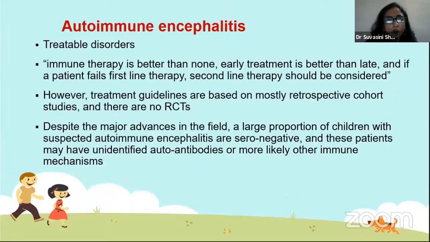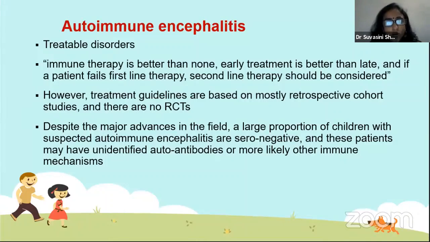So what is really very important to understand is these are treatable disorders. And as is very nicely quoted, immune therapy is better than none. Early treatment is better than late. And if a patient fails the first line therapy, second line therapy should be very promptly and early considered. However, we don't have many trials or any randomized trials, in fact, to help us guide treatment. These are mostly based on retrospective cohort studies and expert opinions.